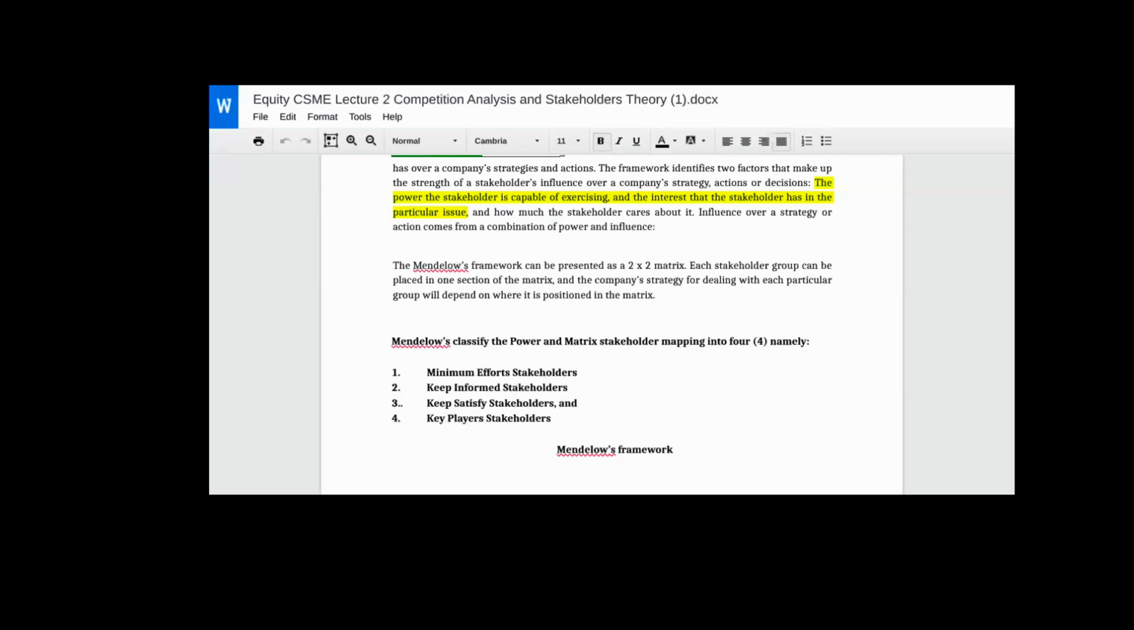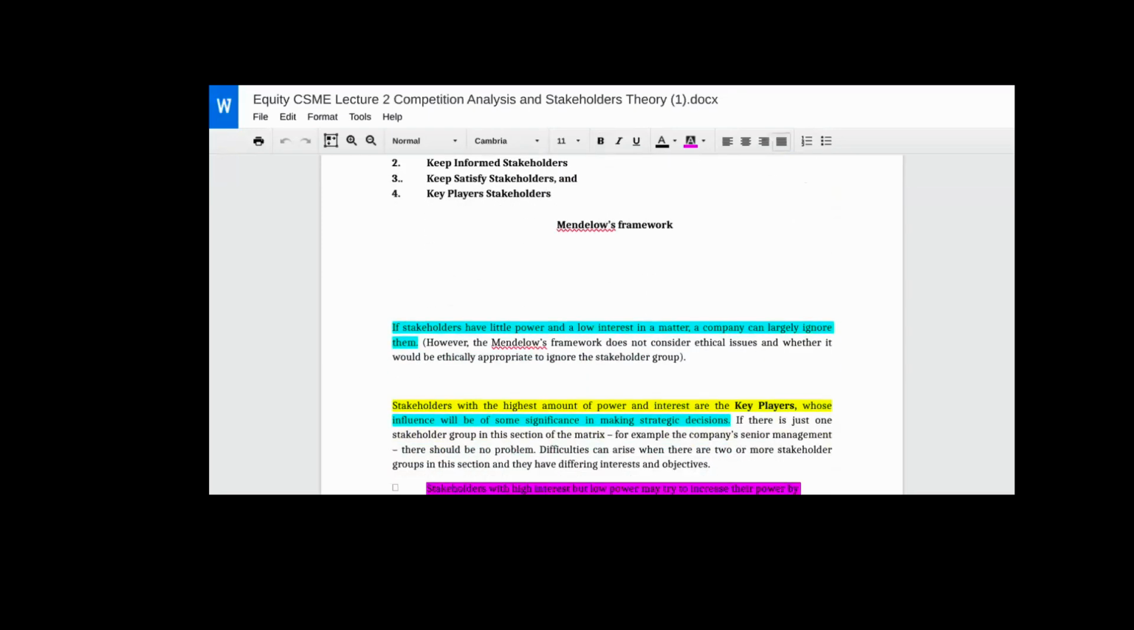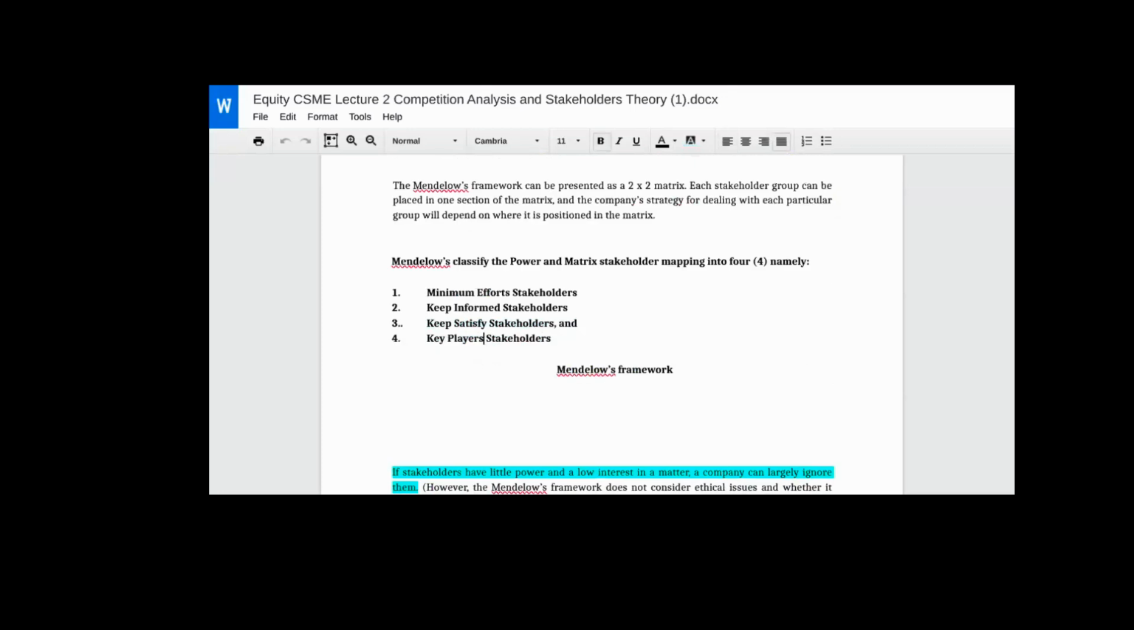Those are just the four categories of stakeholders highlighted. Of these four categories, we have to know that the strongest among them is number four, the key player stakeholders. They have a high level of power and interest in the organization, and as a result of that, they are the most powerful. They have high power, high interest.